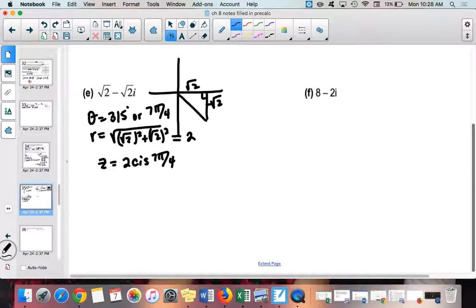All right, and then the fourth one, a little bit weird. This, again, is the fourth quadrant. I was really liking that fourth quadrant, huh?